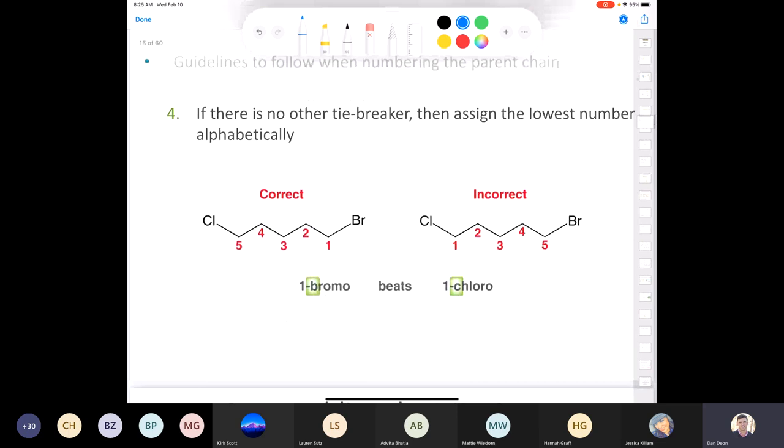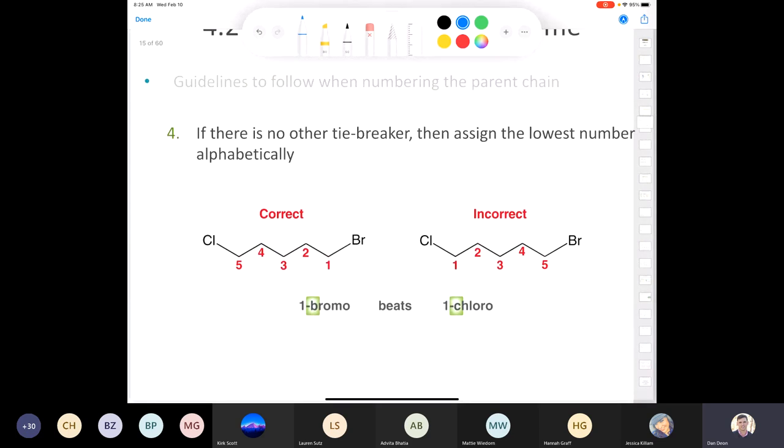What other kind of rules can we run into? What if you have something like this? You've got a substituent on carbon 1 and you've got a substituent on carbon 5. Even if you do it this way, you've got a substituent on carbon 1 and carbon 5. Well, we've looked at methyl, ethyl, propyl, isopropyl, butyl, tert-butyl, sec-butyl. But we haven't talked about the halogens. If you have a fluorine, that's called a fluoro when it's a substituent. If you have a chlorine, that's called a chloro.